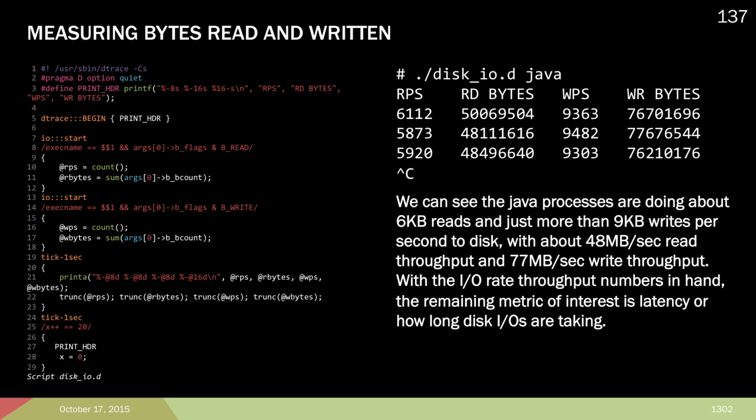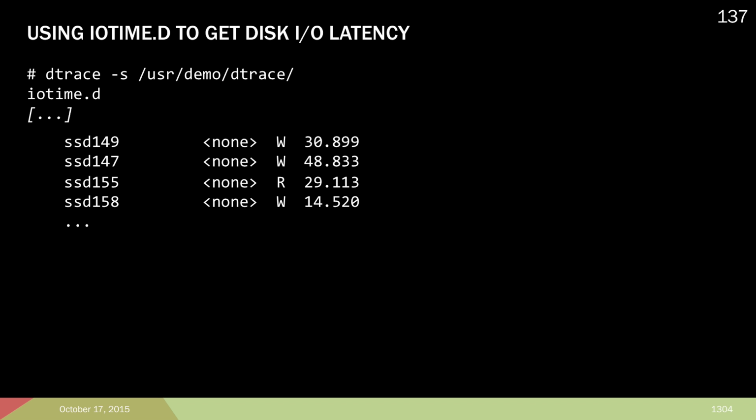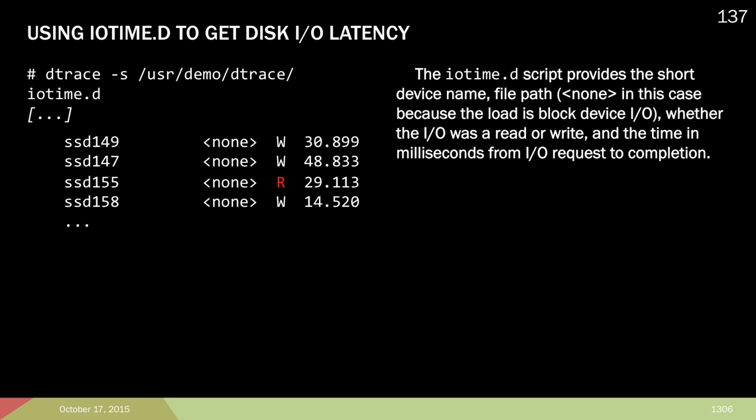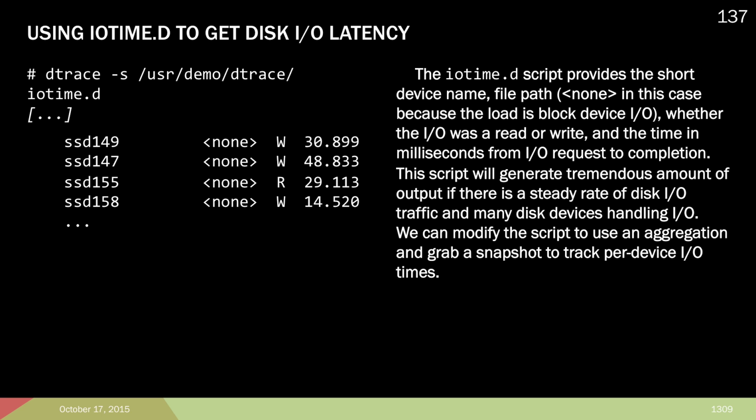With the I/O rate and throughput numbers in hand, the remaining metric of interest is latency, or how long disk I/Os are taking. The /usr/demo/dtrace directory on Solaris systems includes a DTrace script, iotime.d, which will provide per I/O, per device I/O times. This script will generate a tremendous amount of output if there's a steady rate of disk I/O traffic and many disk devices handling I/O. We can modify the script to use an aggregation and grab a snapshot to track per device I/O times.